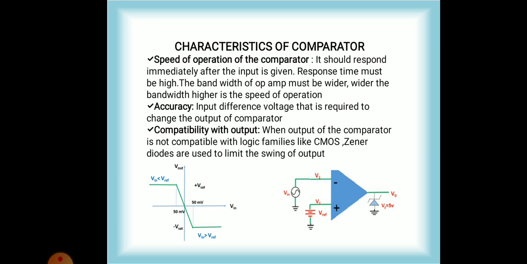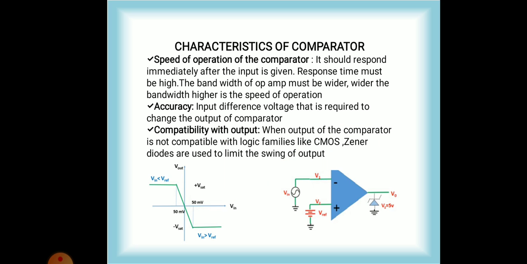Speed of operation of comparator. The comparator should respond immediately after the input is given. The response time must be high. The bandwidth of operational amplifier must be wider. Wider the bandwidth, higher is the speed of operation of comparator.